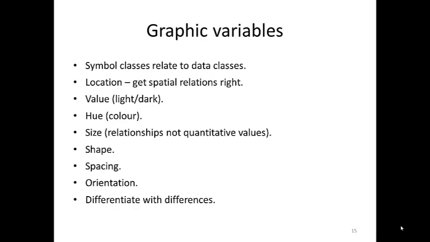You want to think about the color values, the hues, the size, which you go with, which indicates relationships, not quantitative values. Very difficult to get proportional sized symbols right. The shape, the spacing in between them, the orientation, and here differentiate with differences. So you want to make the things stand out that are different from the other things. So when you're thinking about what you want your visualization to communicate, what you want to think about is, what's the difference that I'm trying to display? And how do I communicate that difference between all of those things and this one thing? Or all of these features and the interesting features that I particularly want to draw out? Does that make sense?